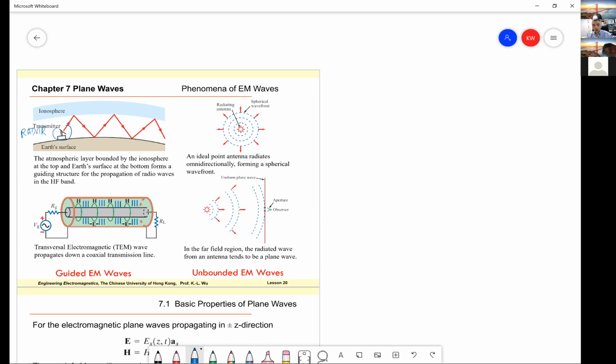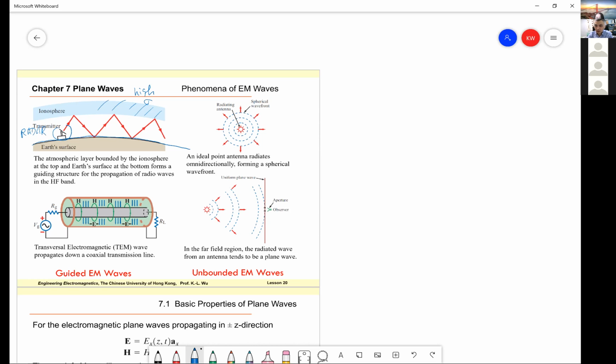Then we also need to take into account the curvature of the Earth, right? The curvature of the Earth. Then people use radar to send a plane wave to hit the ionosphere layer. So this layer is highly conductive, high conductivity. Okay, this is a highly ionized atom. You can treat it like a very good conductor.